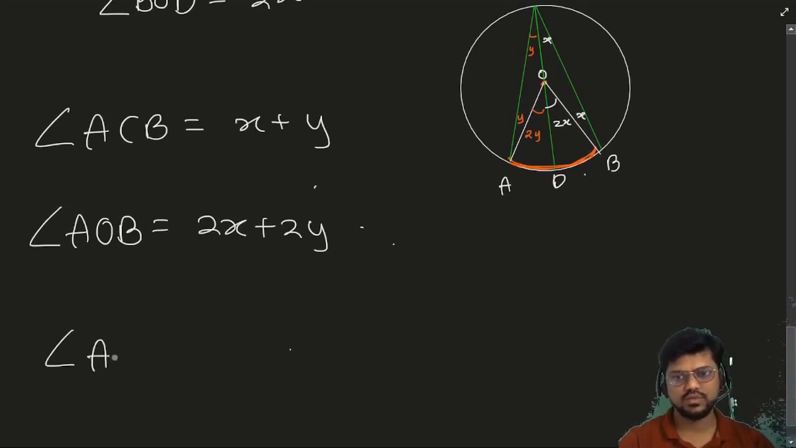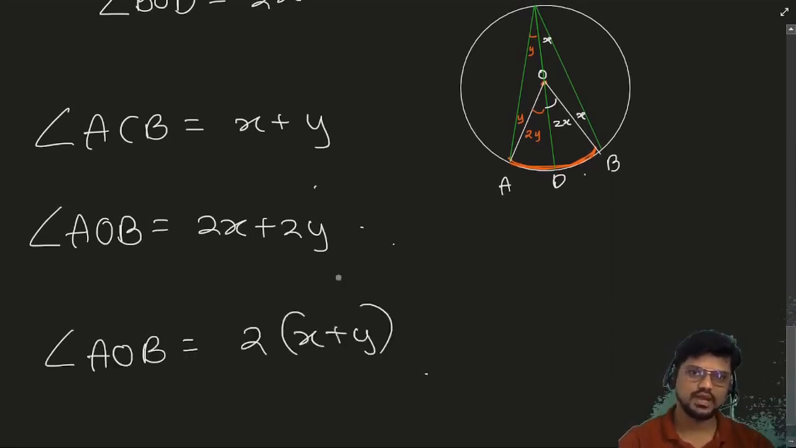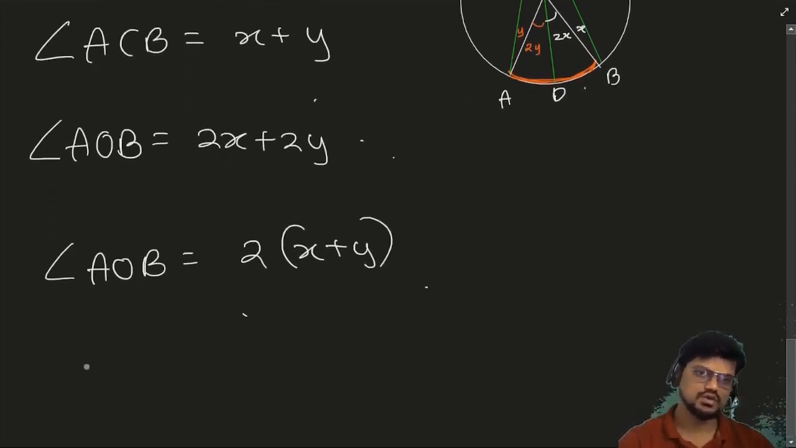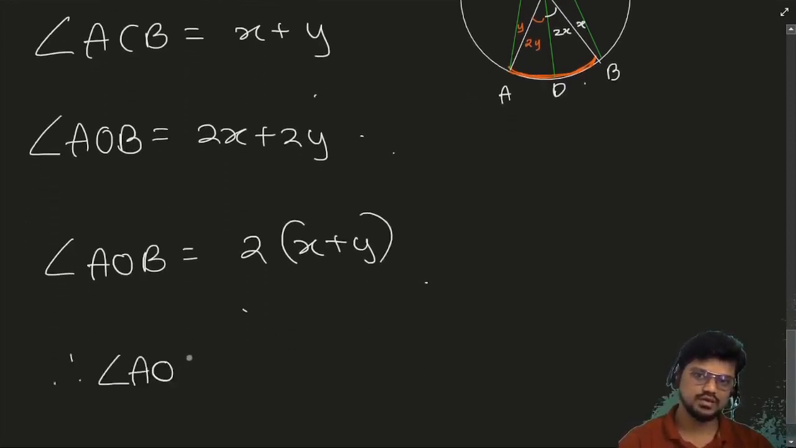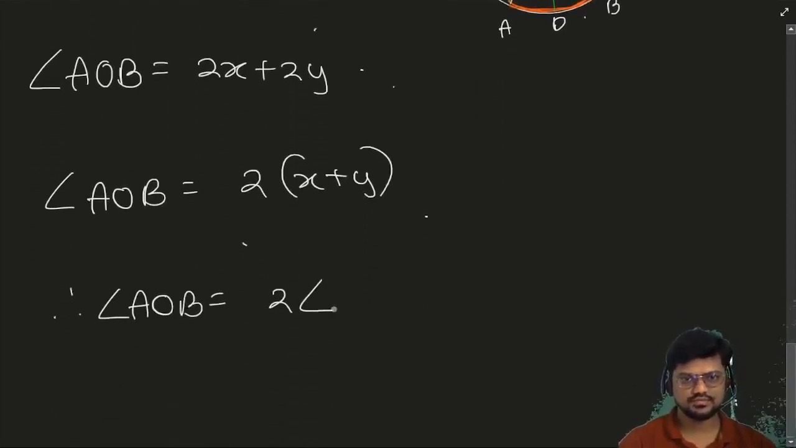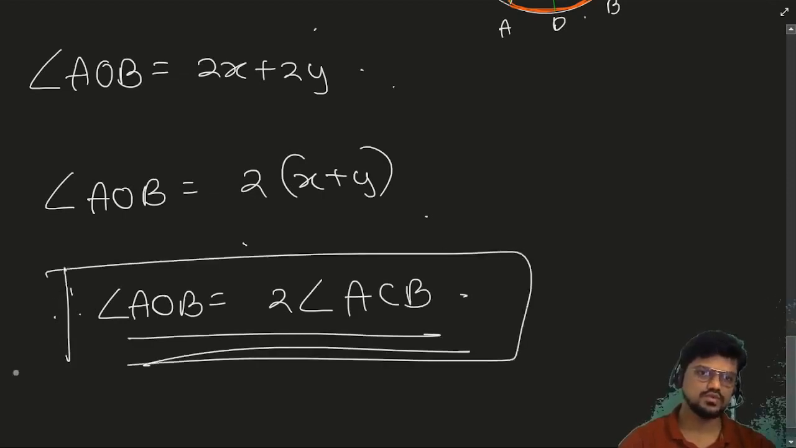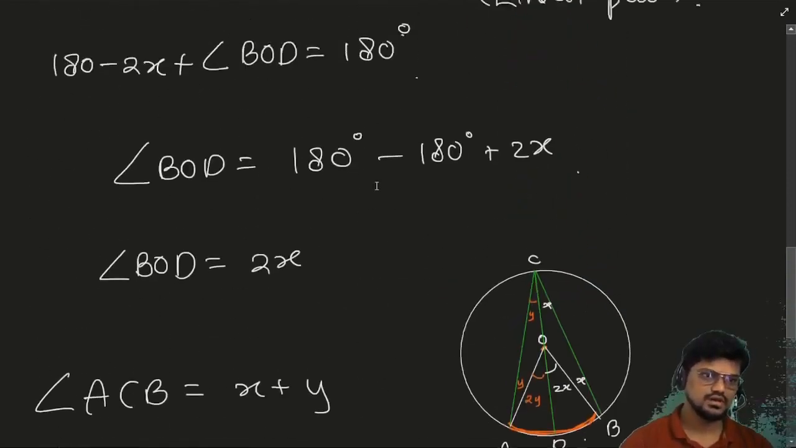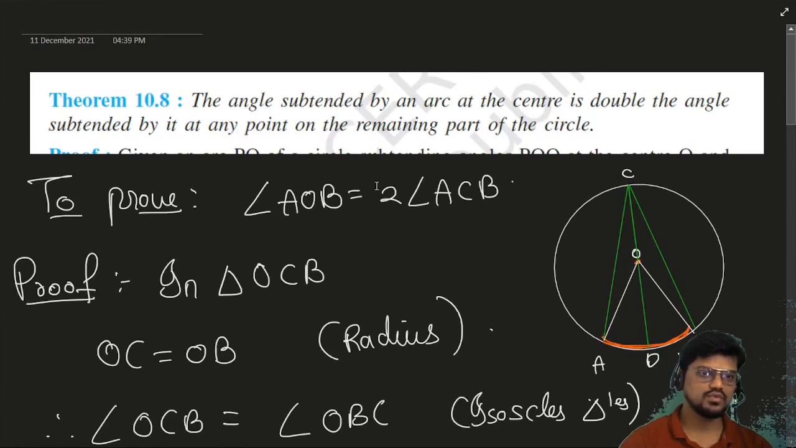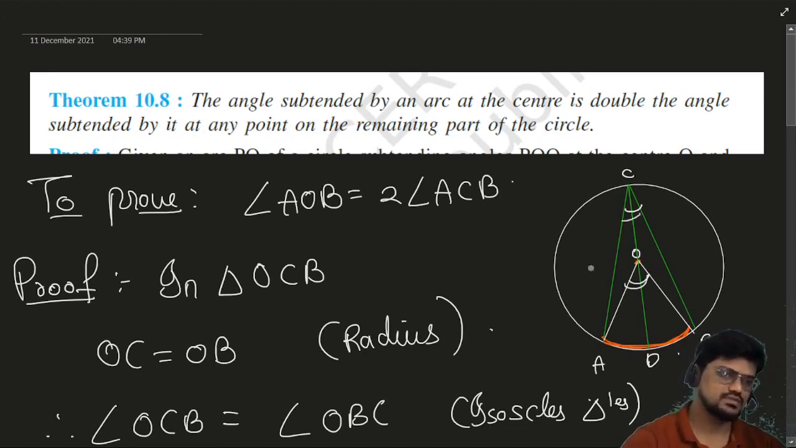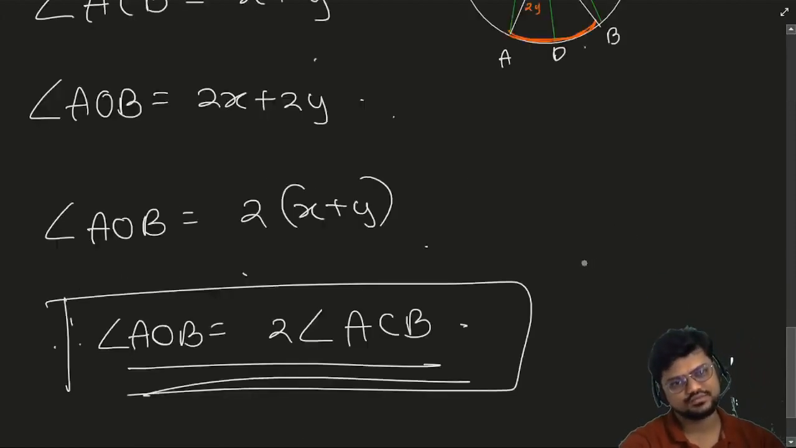So angle AOB equals 2 of x plus y, but x plus y is angle ACB. So therefore I get angle AOB equals twice of angle ACB. Understood? And you can write hence proved over here. How we can prove that this angle will be half of this angle, or we can say this angle is double of this angle for any circle.